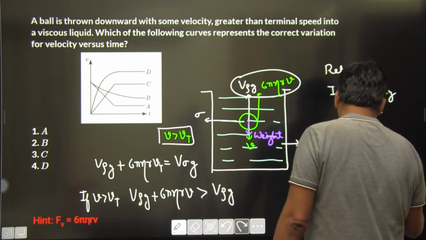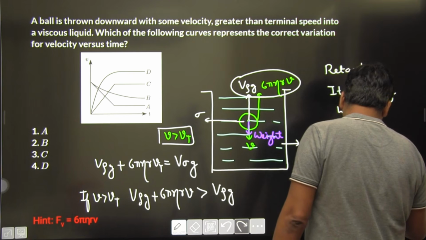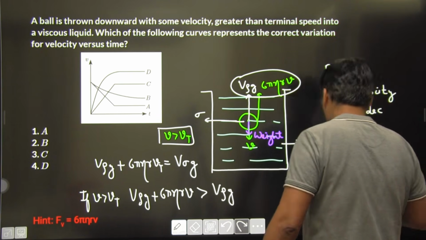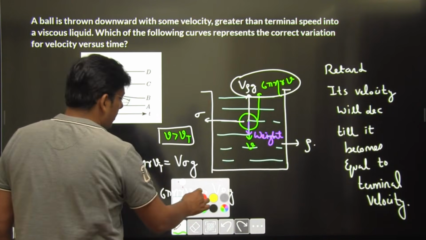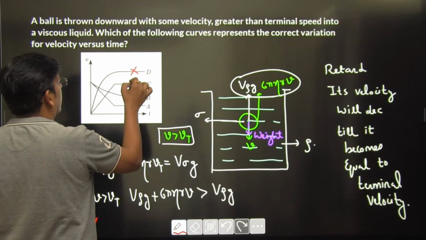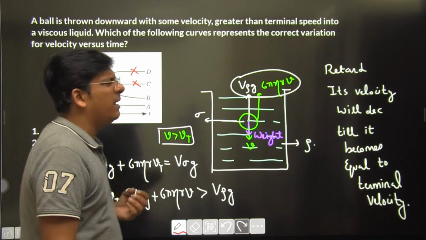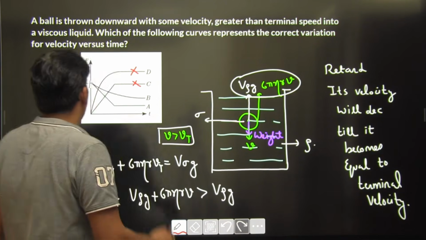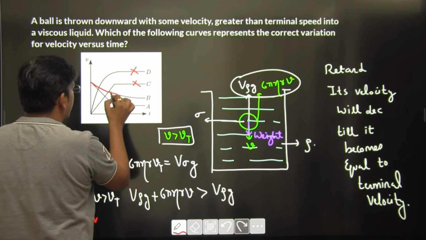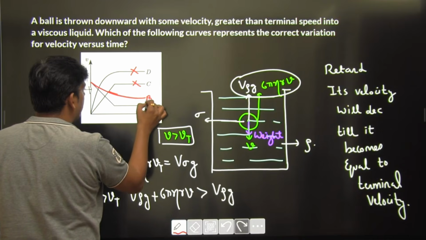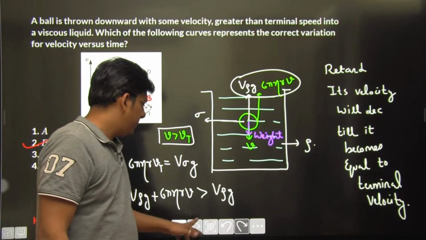So velocity will decrease, not increase. So B option would be more appropriate. It will not exactly be a linear curve. It will be a little curved graph. B is going to be the right answer for us. Option 2 is going to be the right answer for us.